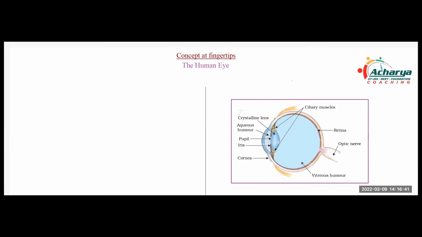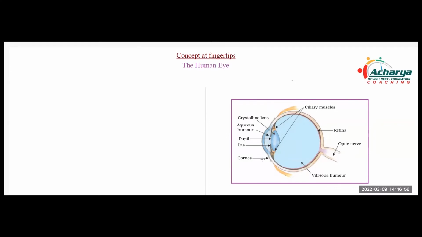The human eye, as we all know, helps us to see the world around us. So let us see the detailed parts of the human eye. Look at the picture given. This is a picture of a human eye.